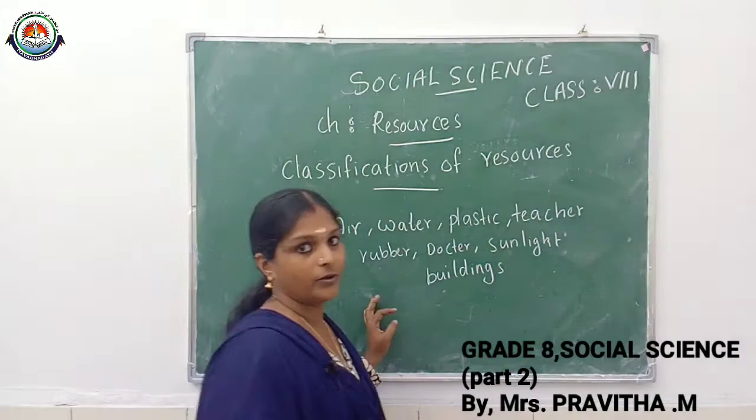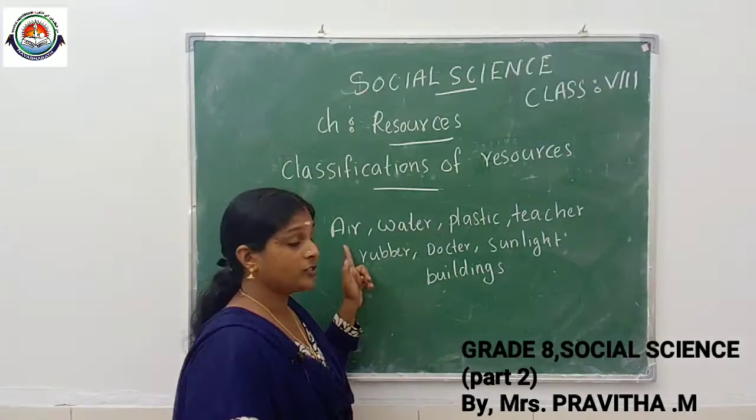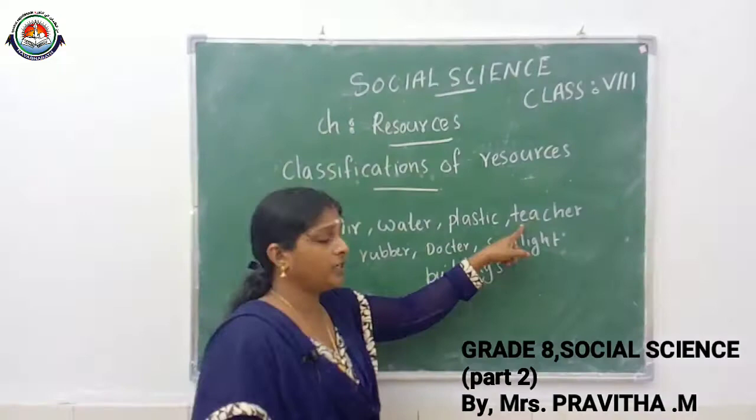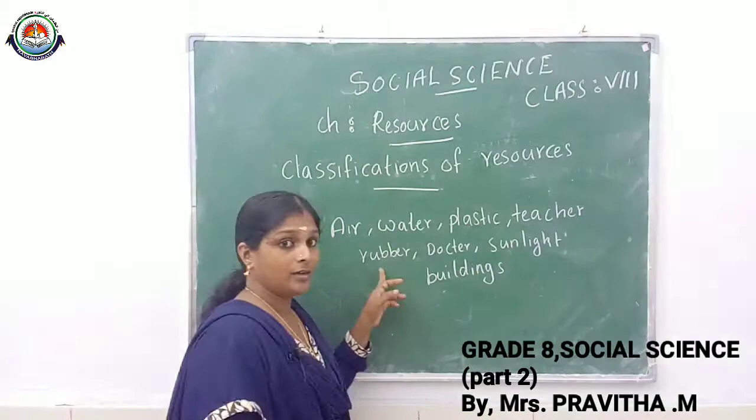Air. Air is a natural resource. Water. Water is a natural resource. What is plastic? Plastic is a human-made resource. A teacher. Teacher is a human resource. Rubber. Rubber is a natural resource. Doctor.